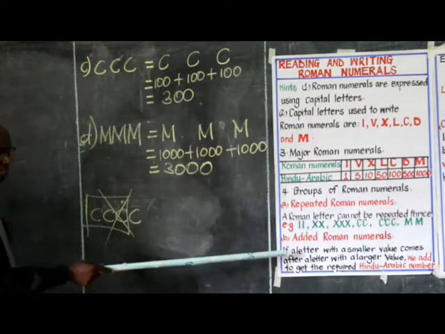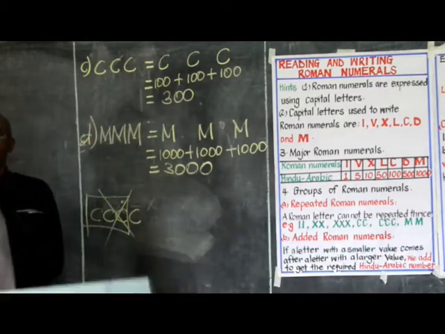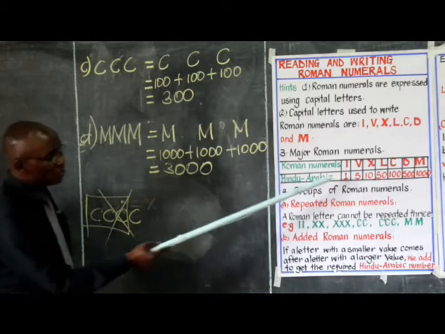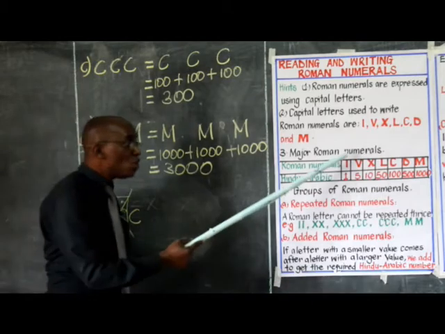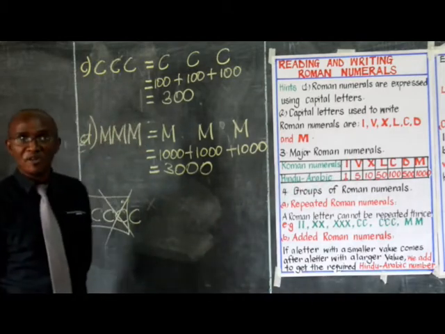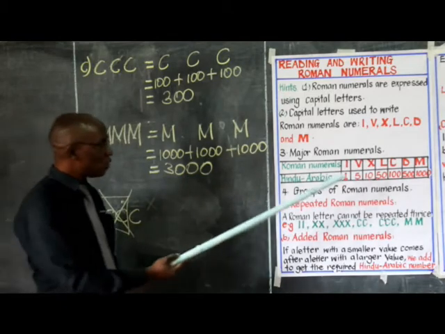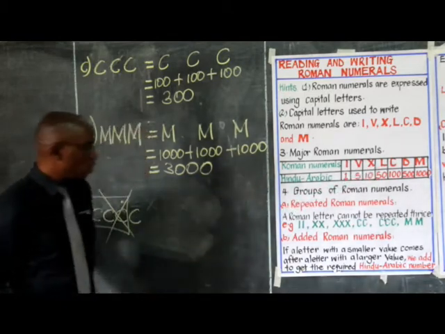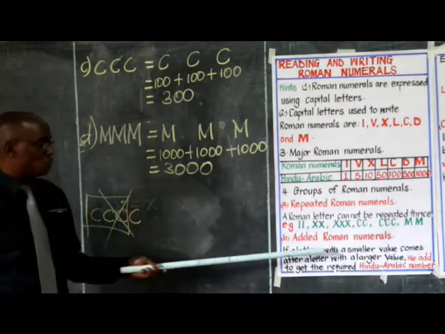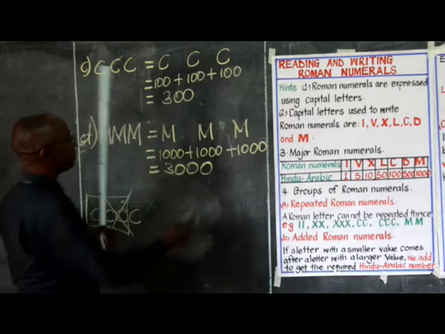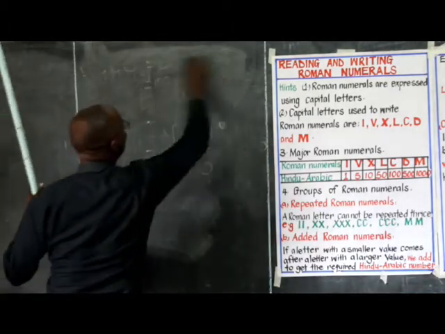Now we are going to go to added Roman numerals. And we are saying that if a letter with a smaller value, because we already know the values of these letters. We know what I represents in Hindu Arabic. We know what V represents in Hindu Arabic. We already know what all these mean. I'll not go through all of them. So now we go to this point of Roman numerals got by adding.